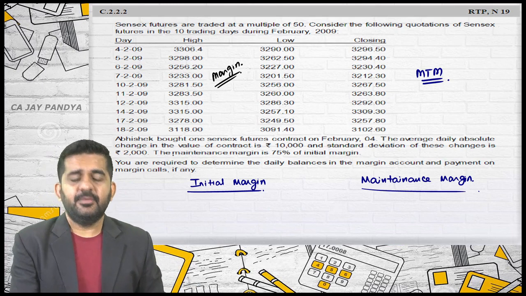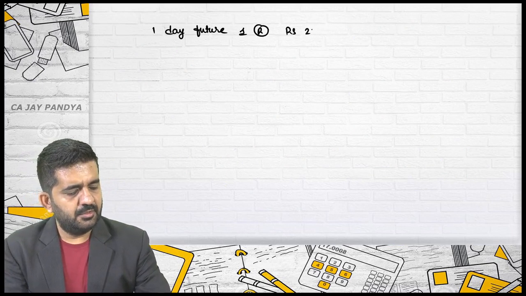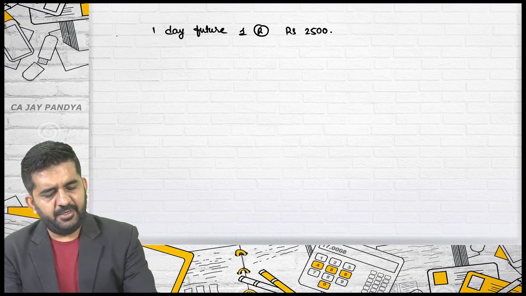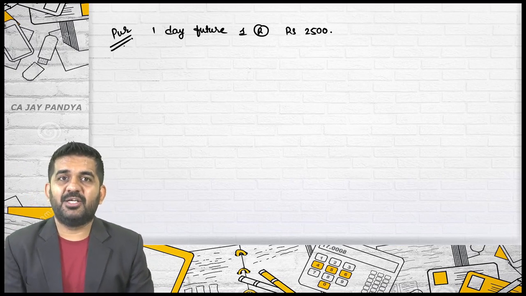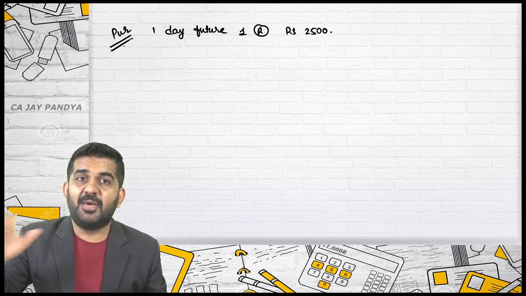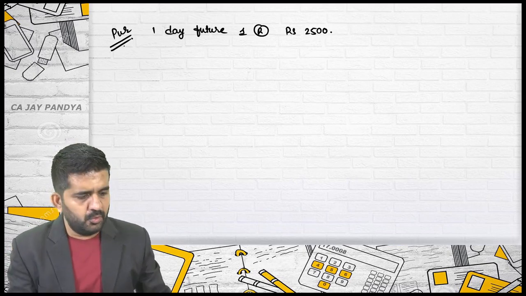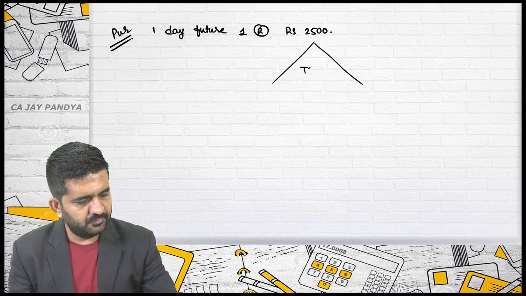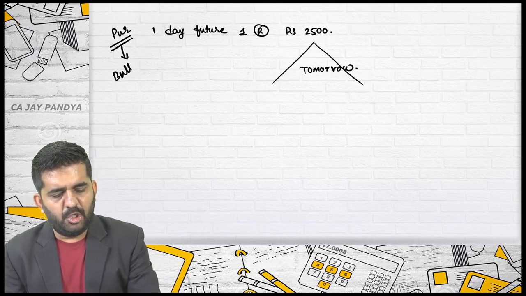I am purchasing a 1 day future of one Reliance of rupees 2,500. I want to purchase it. I asked my broker to purchase one Reliance future for me, which has maturity tomorrow. It is a 1 day future. Tomorrow, I am purchasing, I am bullish.